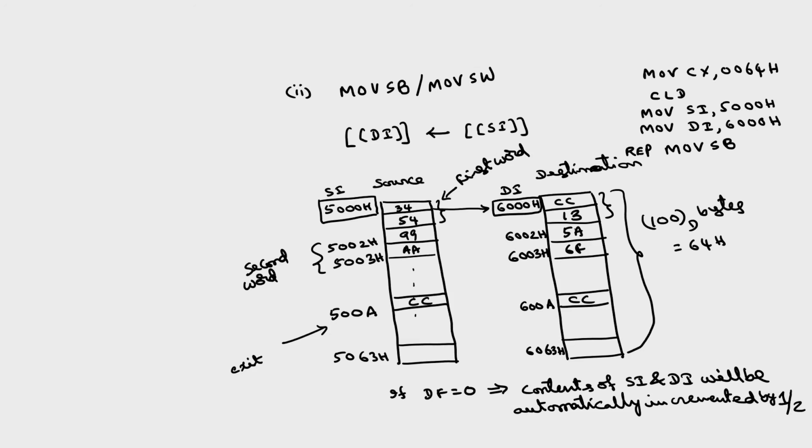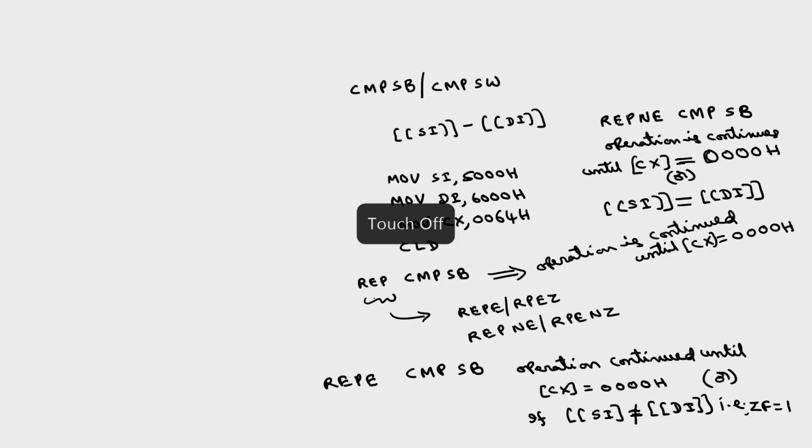Otherwise, if at any point these two have different data, the microprocessor control will quit this string operation. So these two are opposite to one another. This will be continued if CX is not equal to 0 and SI is not equal to DI. So this is about repeat.